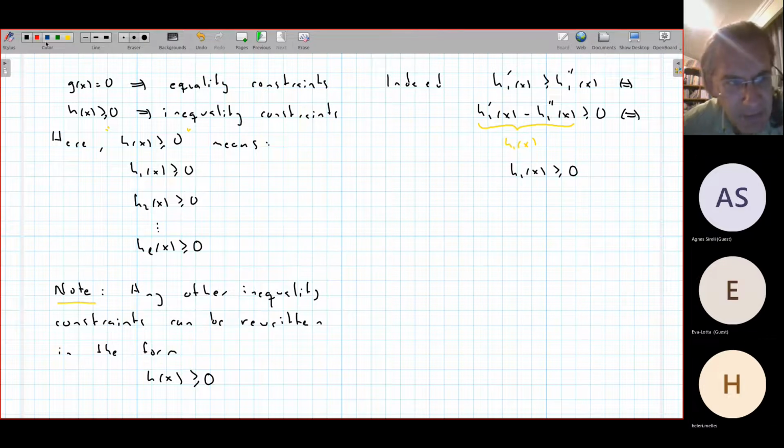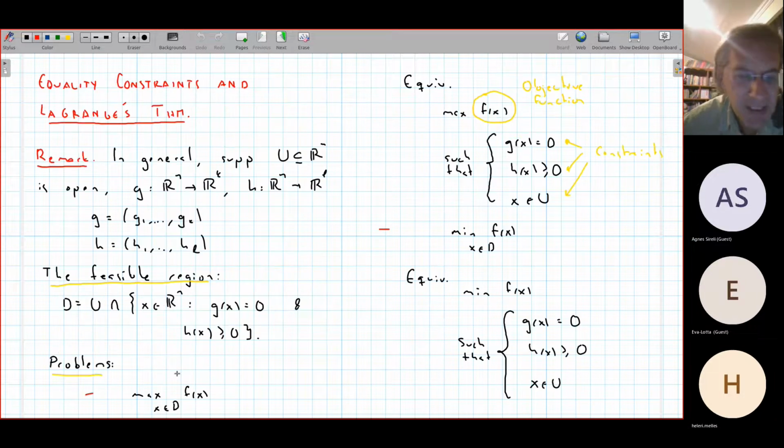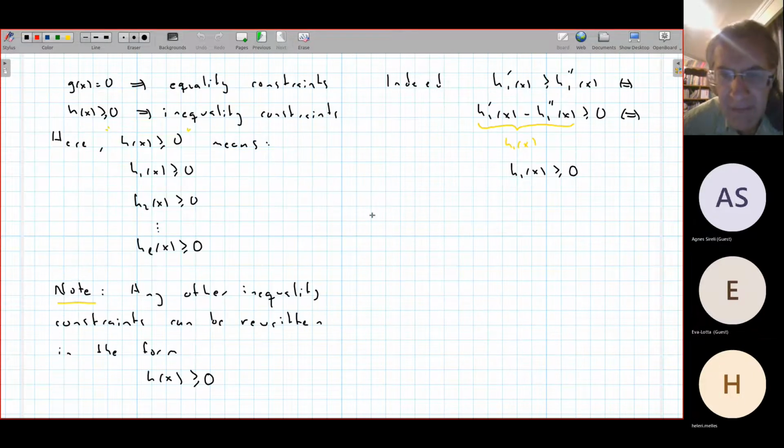Let's consider one of those examples from economics that we saw before. I'm going to recall the utility maximization problem, and I'm going to notice that that problem can be rewritten in this general form. More precisely, it will be a maximization problem which can be rewritten in this form. So this is an example.